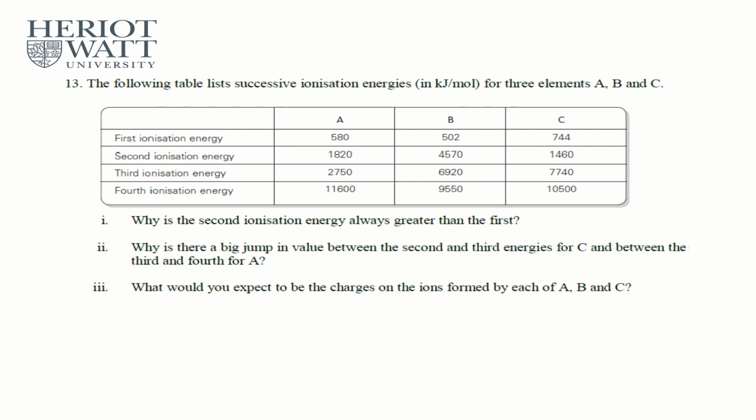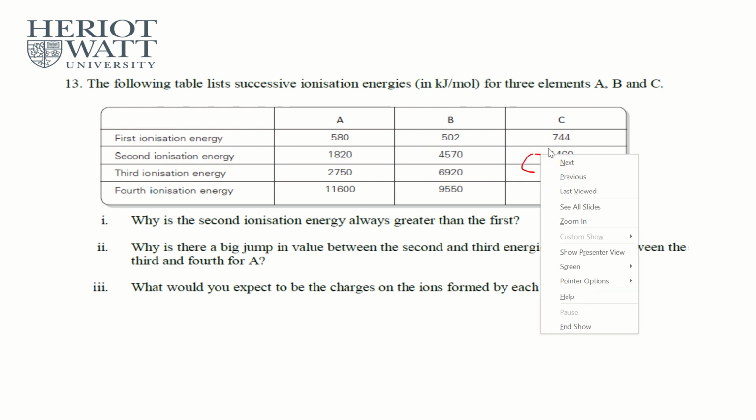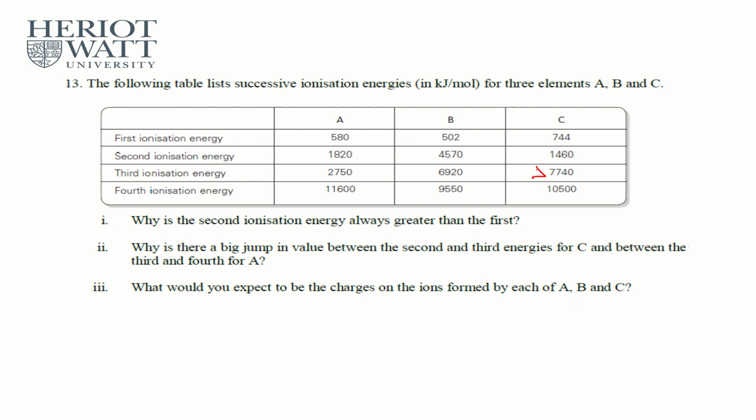Why is there a big jump in value between second and third for C? Let's look at C. There is a big jump in terms of its ionization energy, from 1,400 to 7,740. Whenever there's a big jump, it means there's a change in shell. Very simple. Now, I give you an example. When you have a big jump between second and third, it is something like that.